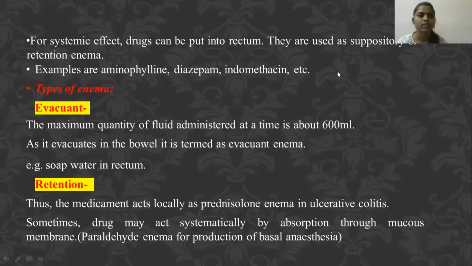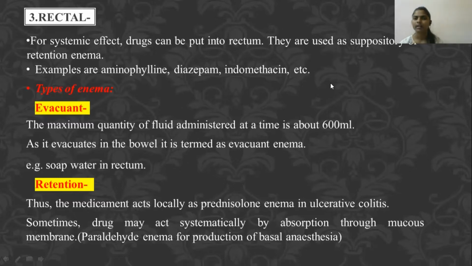So the next route is the rectal route. For the systemic effect, the drug can be put into the rectum and used as suppositories or retention enema. Examples are aminophylline, diazepam, and indomethacin, which we can use as rectal drugs. The types of enema are evacuant and retention.